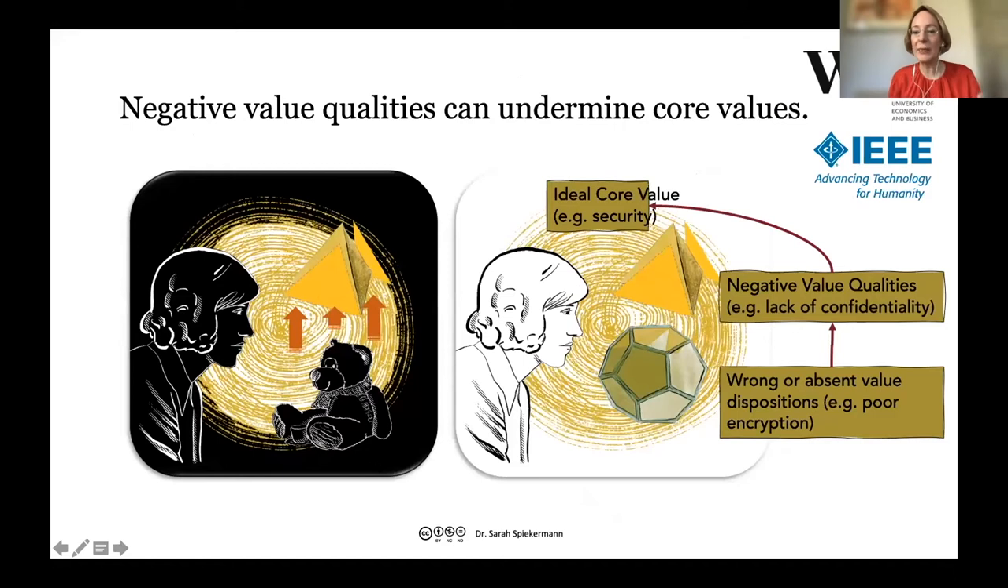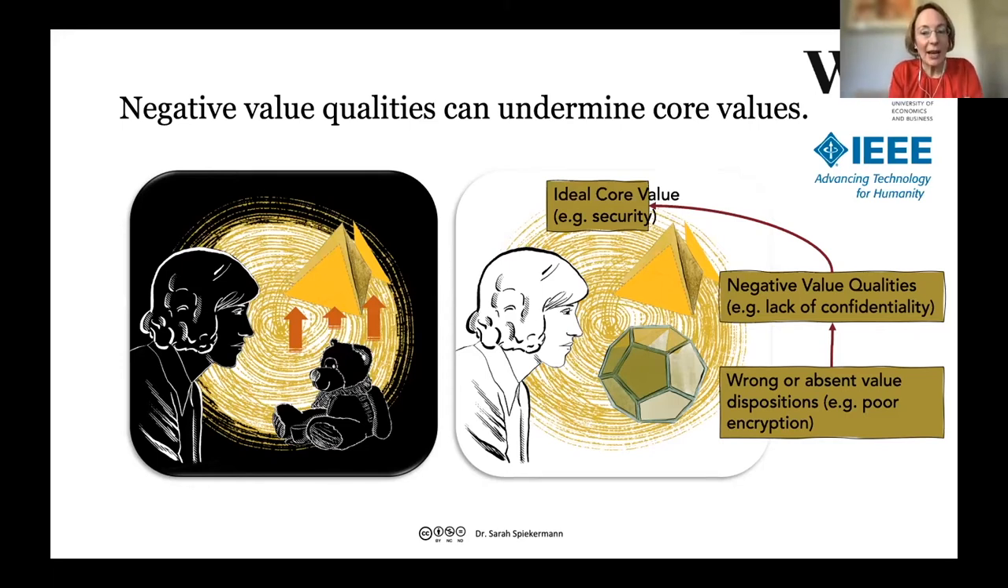It also helps us to understand what happens when values are undermined. This is perhaps the reason why we've started all that ethical decision. And you see here on the slide an example for a negative value situation where, again, a positive ideal core value, security, does not materialize because there are the wrong or absent value dispositions in the system.